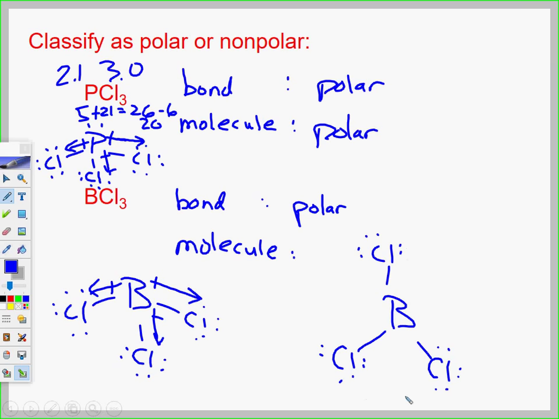What is the molecule? Nonpolar, or did you say polar? You think it's nonpolar or polar? Nonpolar. Okay. So yes, if I draw this correctly, that there's no lone pairs here, we're going to have a nonpolar molecule, right? Why is that? Well, let's take a look. What is going to win in a tug of war? They're all pulling equal and opposite.